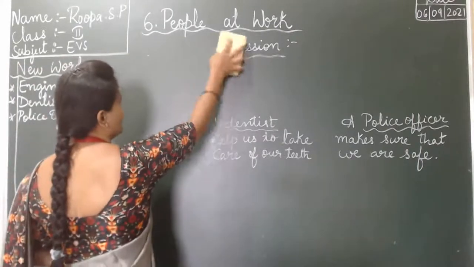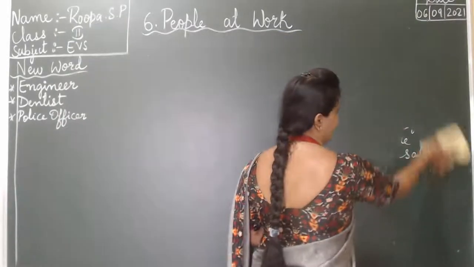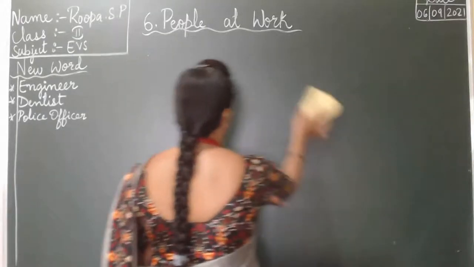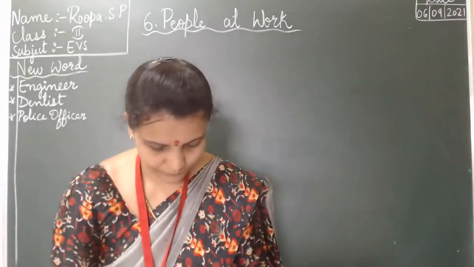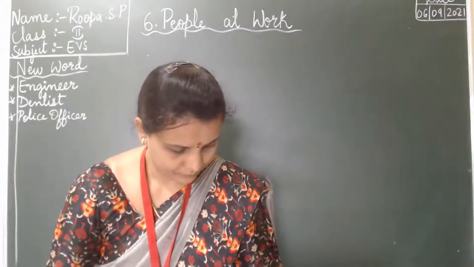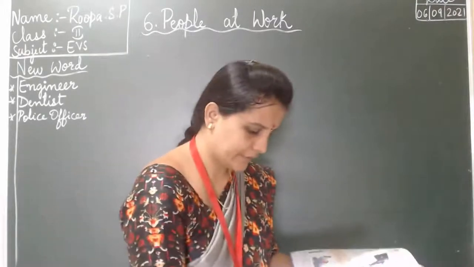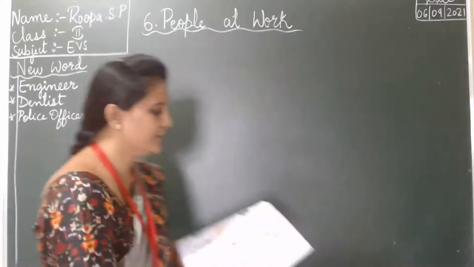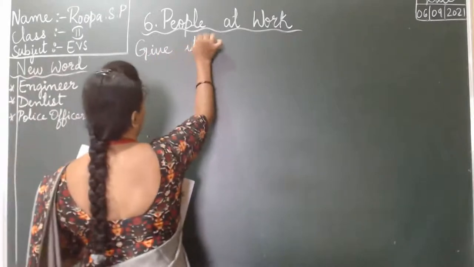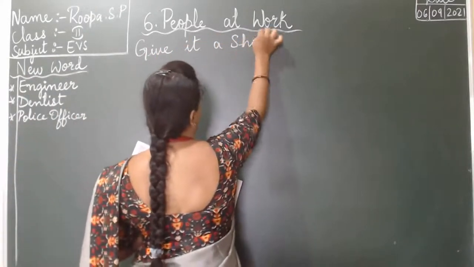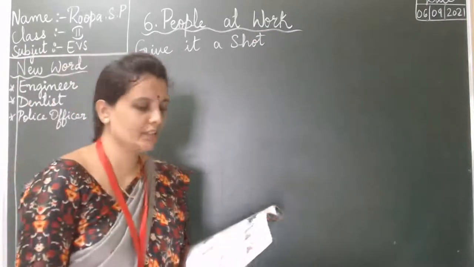We are seeing occupation, people in profession. Yes, students, now we do an activity here. Page number 39, there is a Give It a Shot. Give it a shot. Can you see the heading? Look at the pictures and match the people with the work they do.